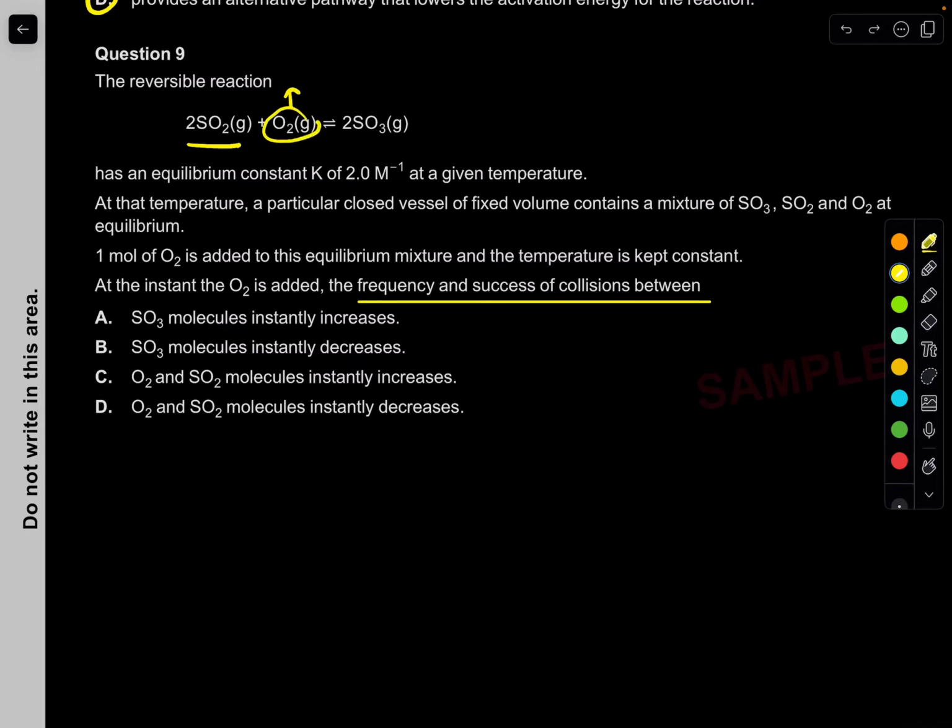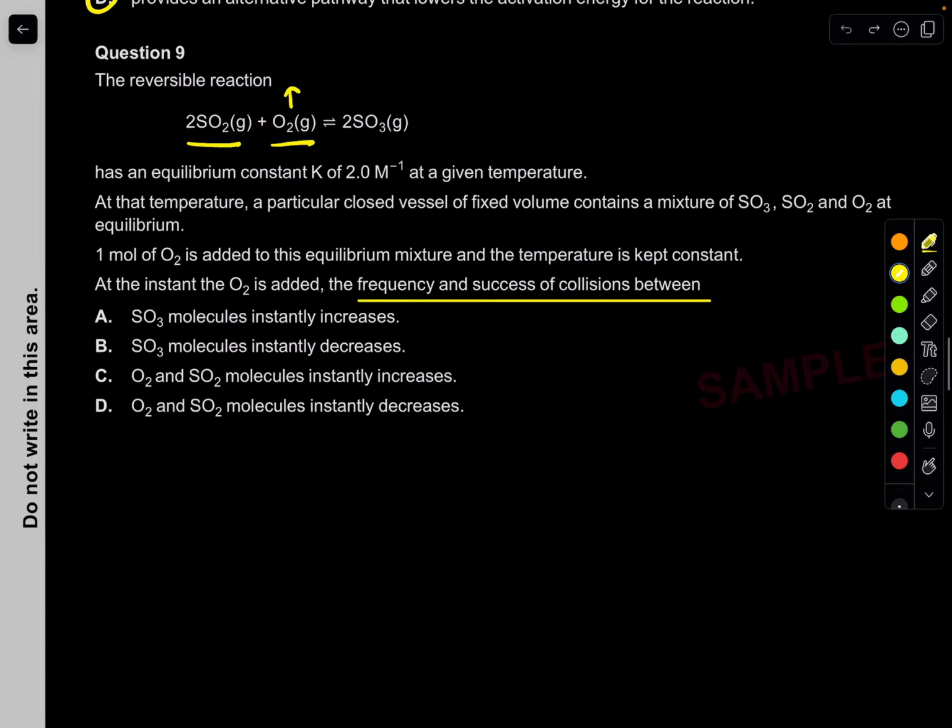Now, because these will collide, they will form SO3 given some time, not at that instant, and then SO3 will have more collisions. But in that instant, the oxygen gas molecules will increase, and hence more successive collisions will occur between these two over here, because they are both reactants. Choose C. So, yep, oxygen gas, SO2 molecules instantly increases. Beautiful.